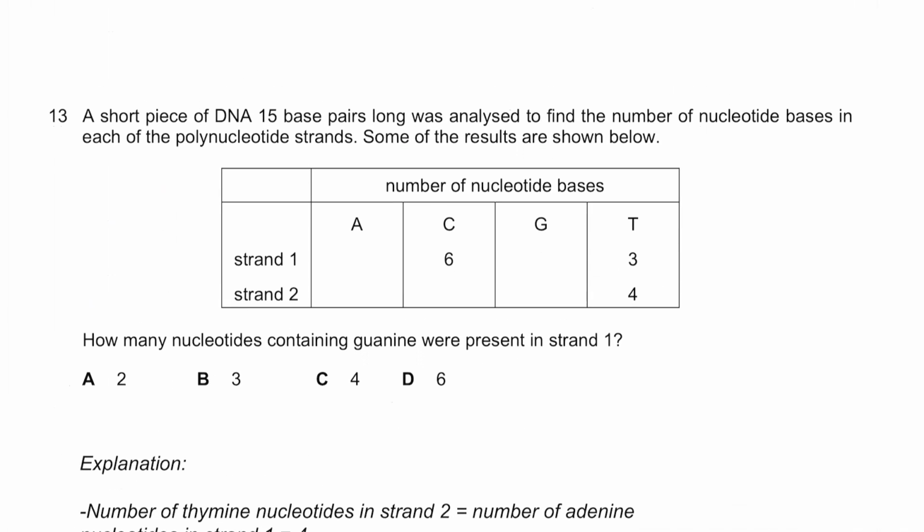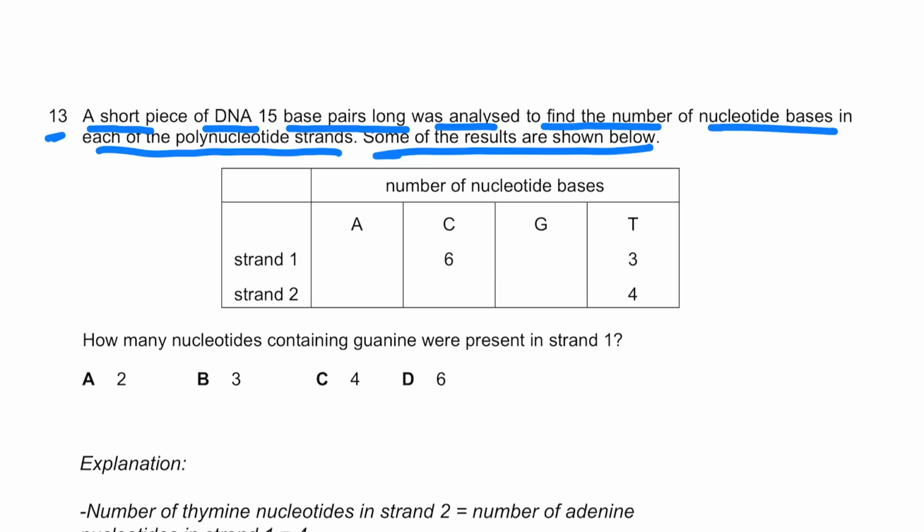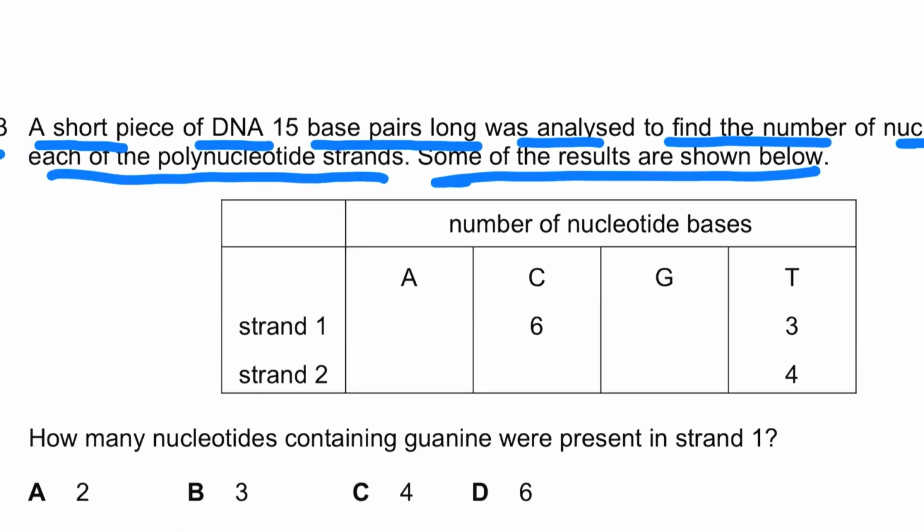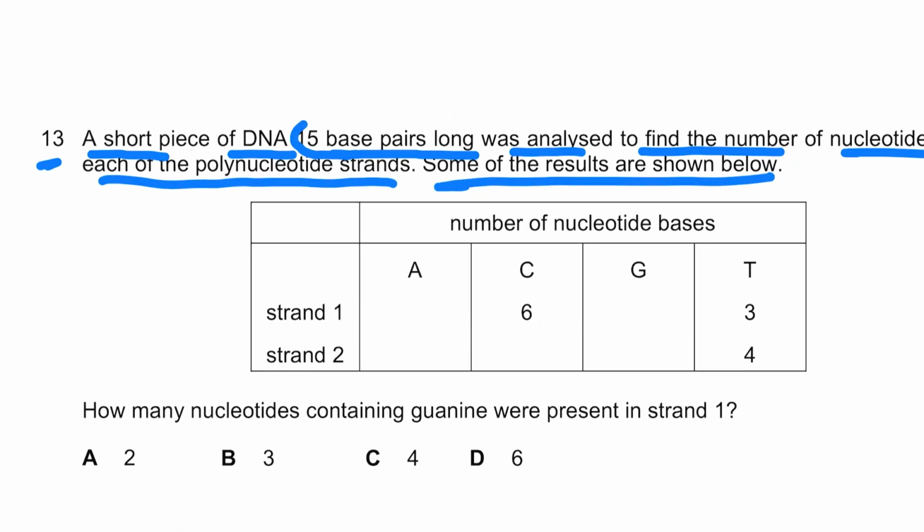The answer is D. Okay, let's move on to MCQ number 13. A short piece of DNA, 15 base pairs long, was analyzed to find the number of nucleotide bases in each of the polynucleotide strands. Some of the results are shown. So guys, they say that there's a short piece of DNA which is 15 base pairs long.